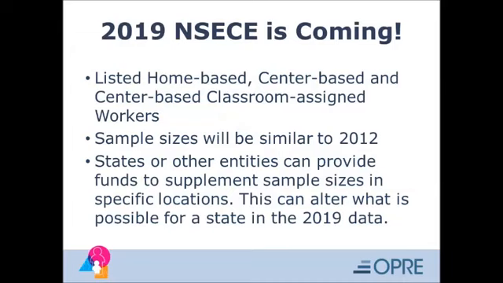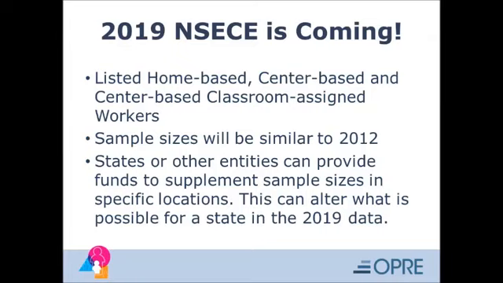So we wanted to note that OPRE has begun work on a 2019 National Survey of Early Care and Education, and that fielding will include the supply side only, so listed home-based. We haven't really talked about what listed and unlisted mean in this webinar, but the listed home-based are the home-based providers that can be identified off of state and national lists. The center-based providers and the center-based classroom-assigned workers, those three components, all of which flesh out the supply side, will be included in a 2019 NSECE.